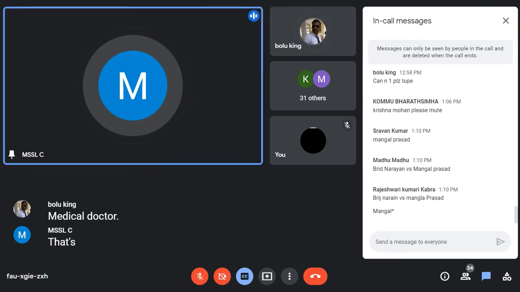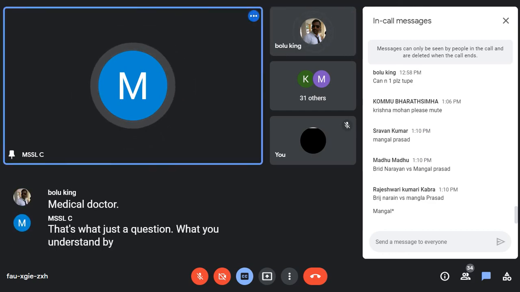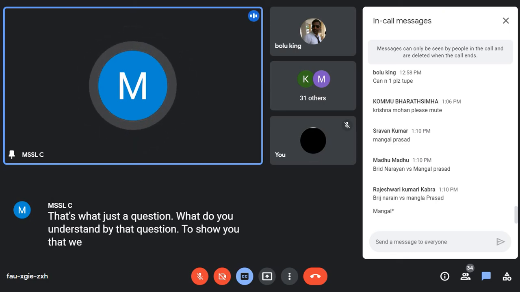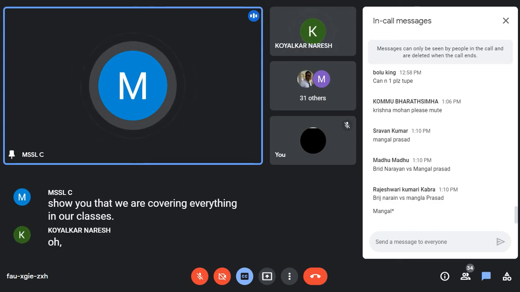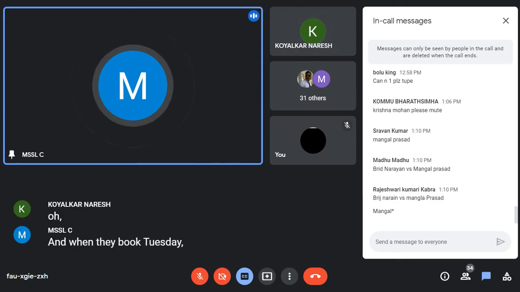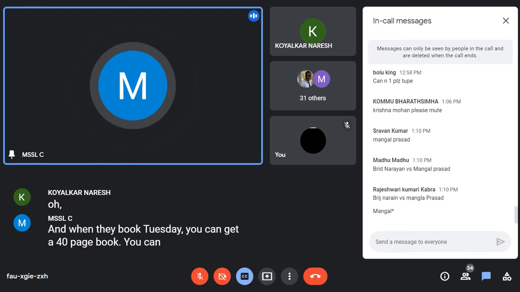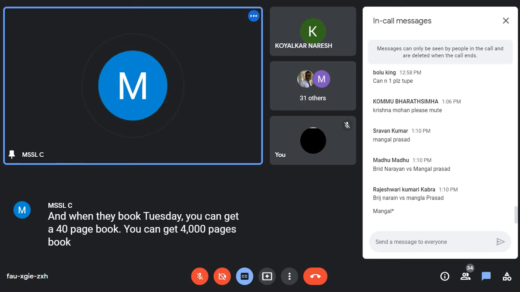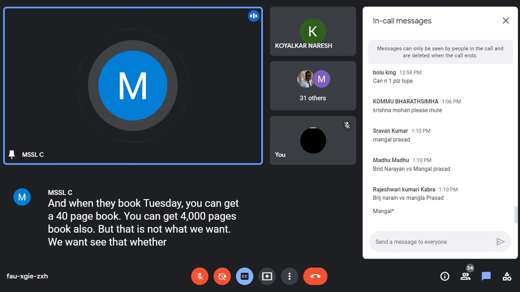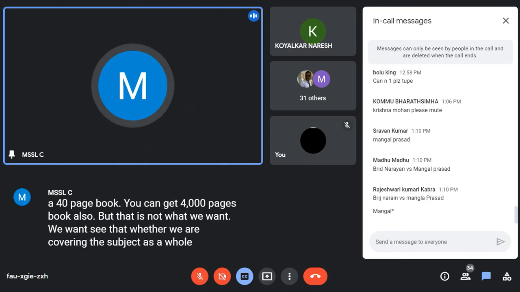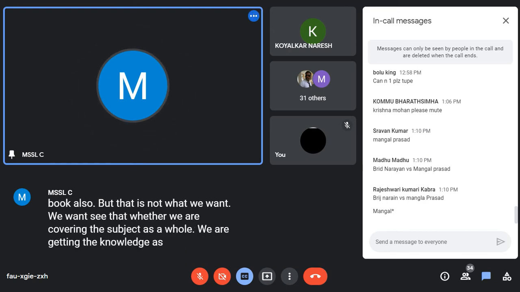That's just a question. What do you understand by that question? To show you that we are covering everything in our classes. Because if you look at books, there are big books. You can get a 40-page book, you can get a 4,000-page book also. But that is not what we want. We want to see whether we are covering the subject as a whole, whether we are getting the knowledge as a whole or not.